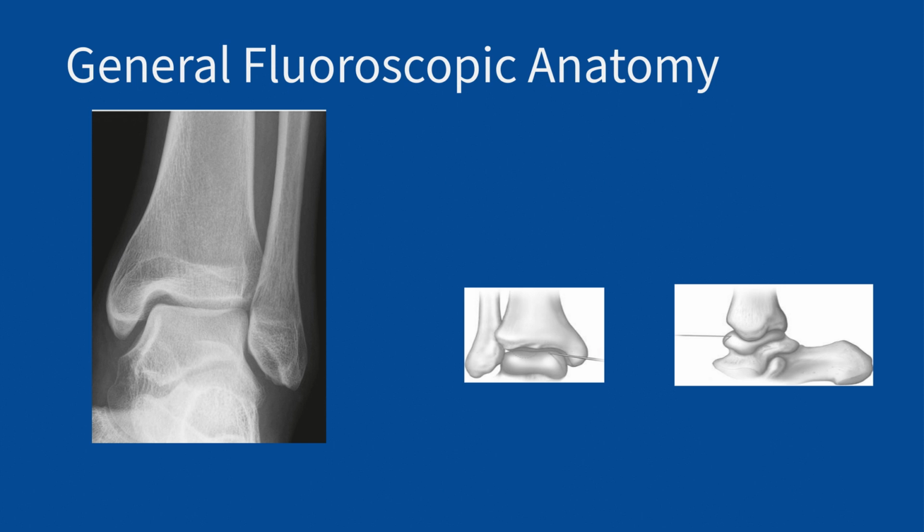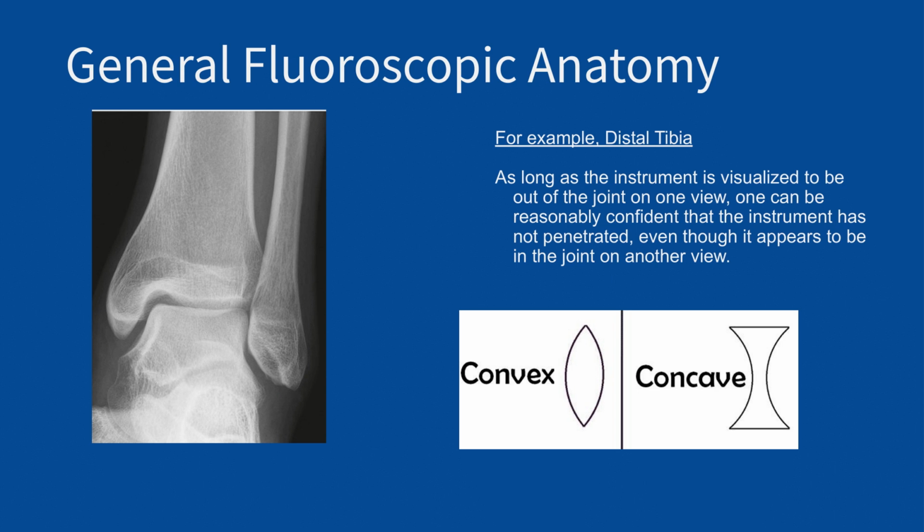So taking as an example the distal tibia, if you see that your instrument is outside of the joint on one single view, you can actually be pretty confident that the instrument is not inside the joint since this is a concave surface. On the other hand, just because you see your instrument outside of the talus in one view, because it is a convex surface, does not necessarily mean that you are outside, and you may require additional views to verify this.